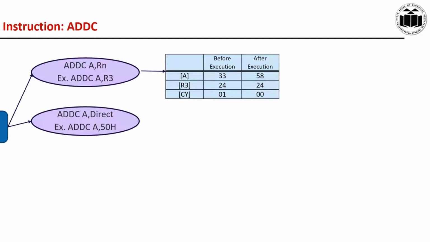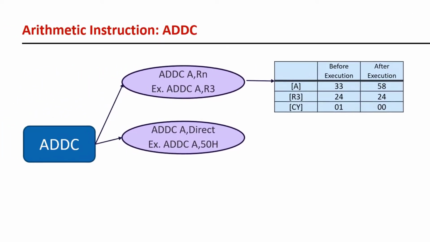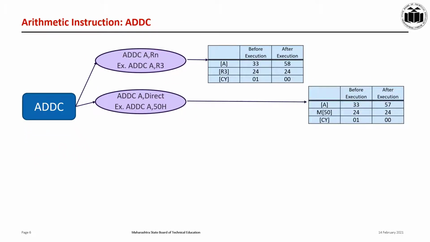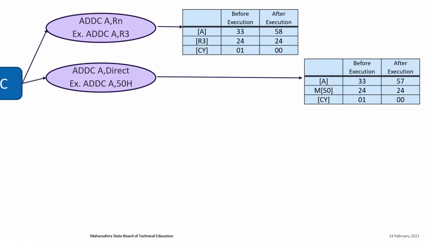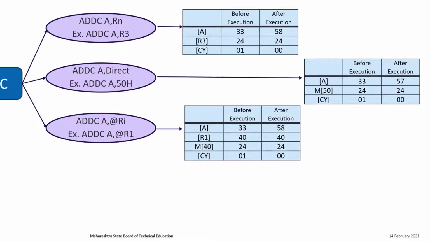ADDC A, direct. This instruction adds the content of the direct internal memory location given in the instruction and the content of carry flag to accumulator and stores the result in accumulator. ADDC A, @Ri. This instruction adds the content of the internal memory location pointed by Ri and content of carry flag to accumulator and stores the result in accumulator.